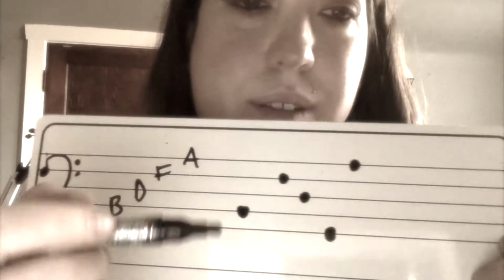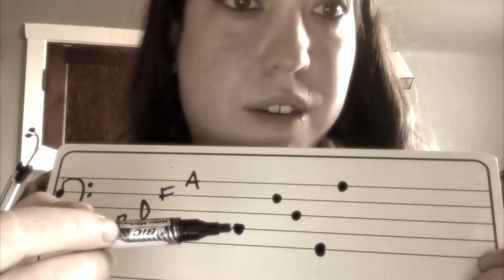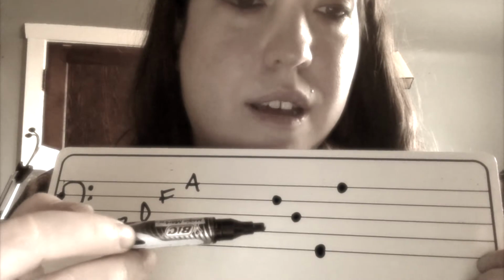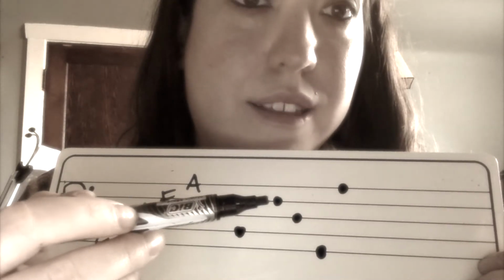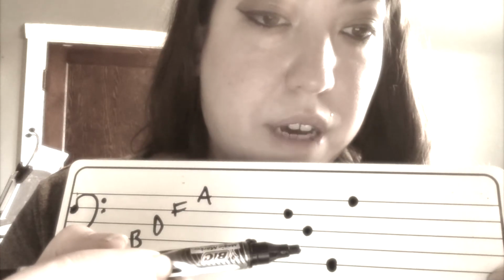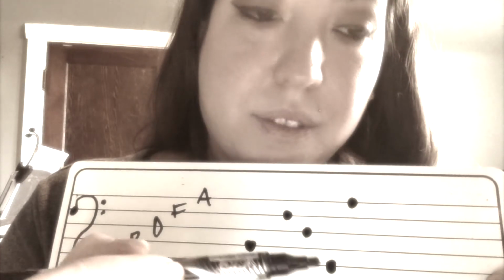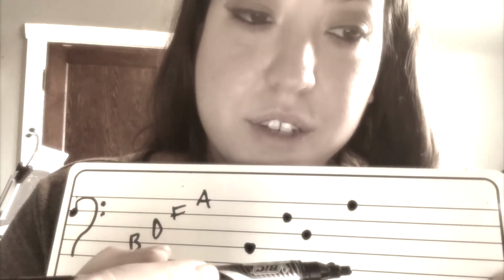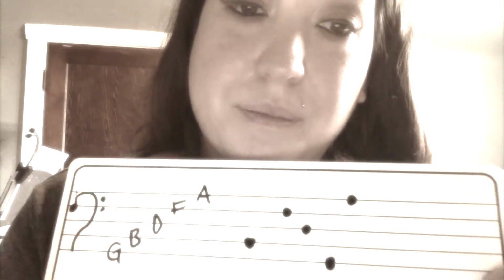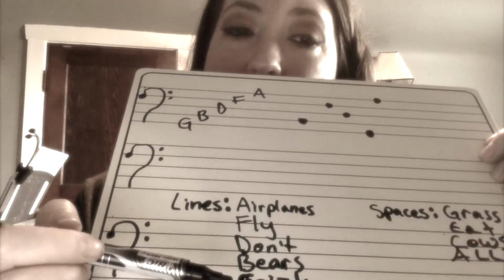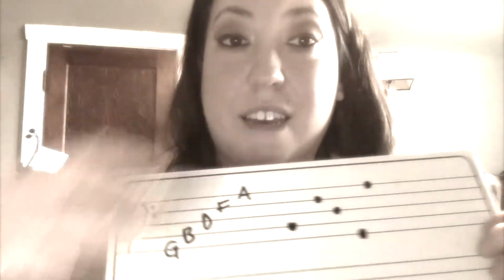I'll erase these. See if you can do these with me. All right, ready? Grizzly bears, B. Grizzly bears don't fly, F. Grizzly bears don't, D. Grizzly, G. Grizzly bears don't fly airplanes, A. See how that works? It's super easy if you can remember grizzly bears don't fly airplanes. We always say it from the bottom up.